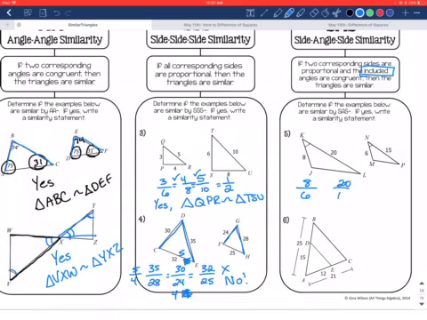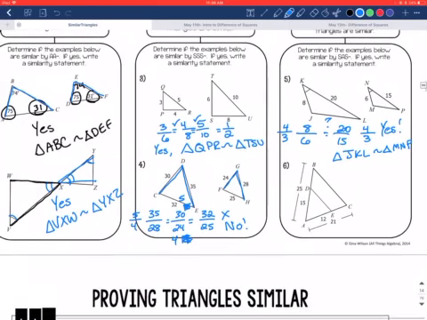So we would have 8 and 6 and 20 and 15. And we're asking a question. We're asking, is this true? So 8 and 6 would divide out to 4/3. We can divide these both by 5. That would divide out to 4/3. So yes, this works. And we would say that triangle JKL, so I went from the smallest side to the big side, is similar to triangle MNP.